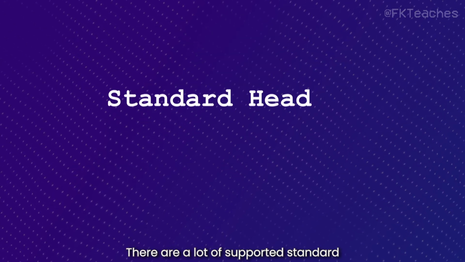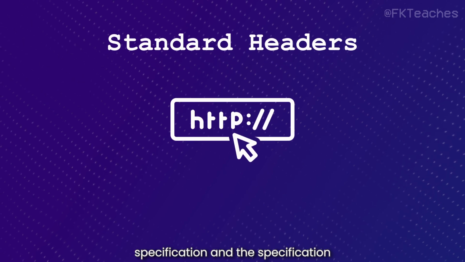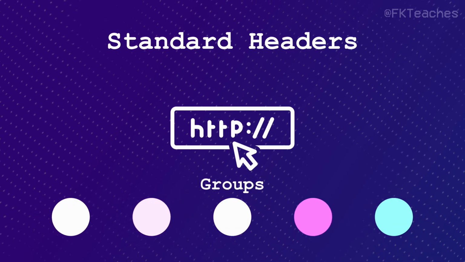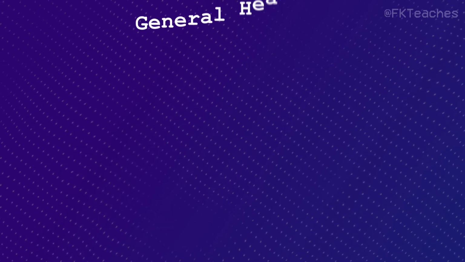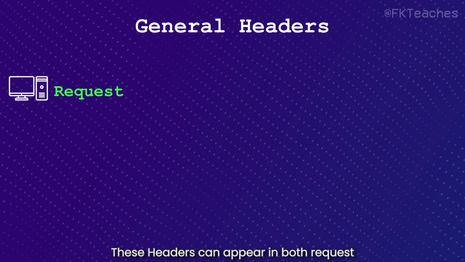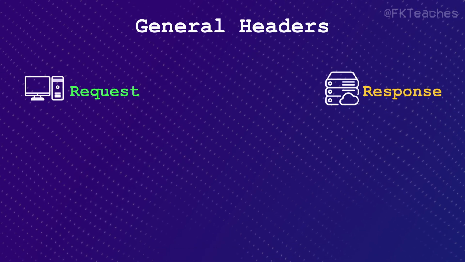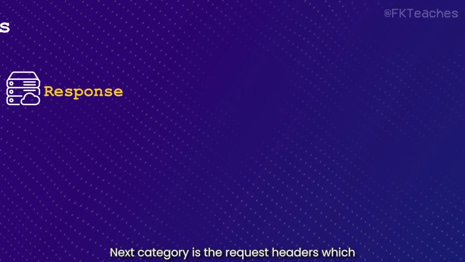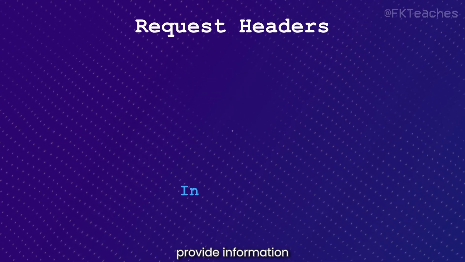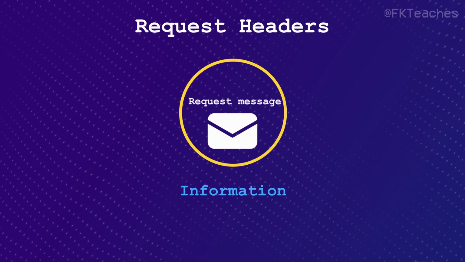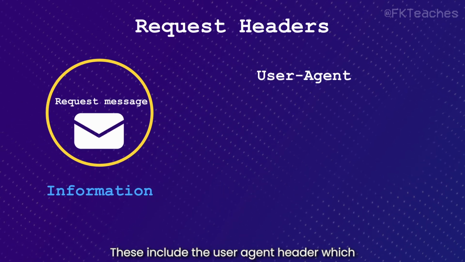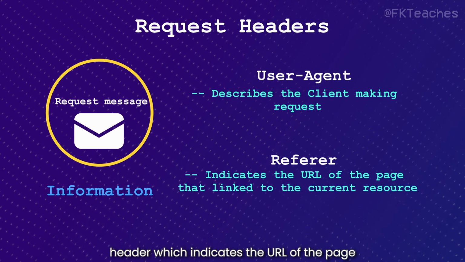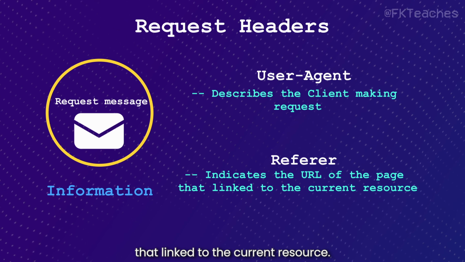There are a lot of supported standard headers in the HTTP specification, and the specification also classifies headers into different groups. First, we have the general headers. These headers can appear in both request and response messages. For example, the cache control and connection headers. Next category is the request headers, which provide information about the request message. These include the user agent header, which describes the client making the request, and the referer header, which indicates the URL of the page that linked to the current resource.